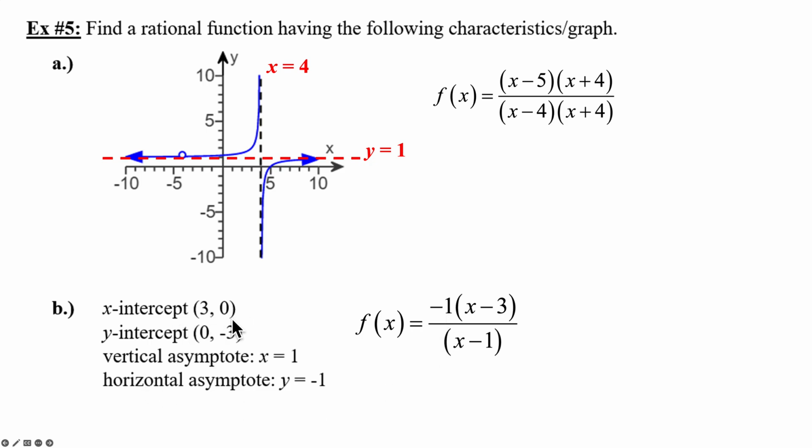Let's see, y-intercept is a negative 3. Let's see if that's what we get. If I were to distribute this negative 1, I get negative x plus 3. 3 over negative 1, yep, that's a negative 3, so my y-intercept checks out. And you can have either one of these two as your final answer.